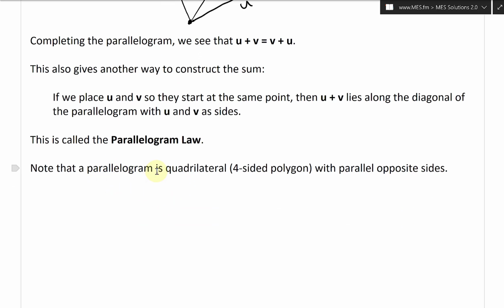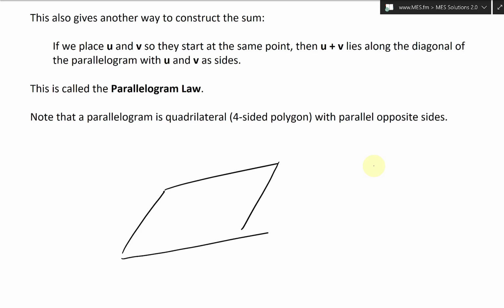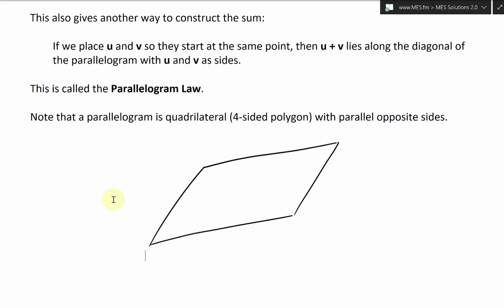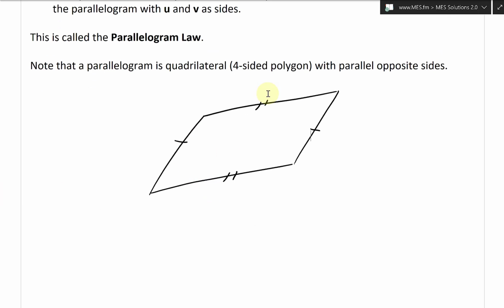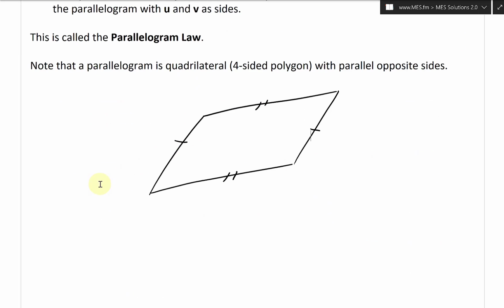And again, note that a parallelogram is a quadrilateral, which is just a four-sided polygon. A polygon is just any straight-edged shape, and a parallelogram has parallel opposite sides. So in other words, we'll just make a skewed one. Let's say you have it like this. Basically this one and this one are parallel. So yes, that's a parallelogram. And you can see that these are the vectors there, similar to this setup here. This is more like a rectangle, but nonetheless, a rectangle is a parallelogram.